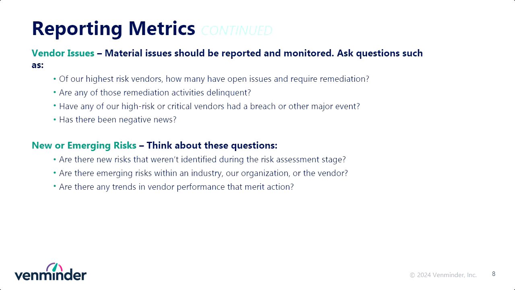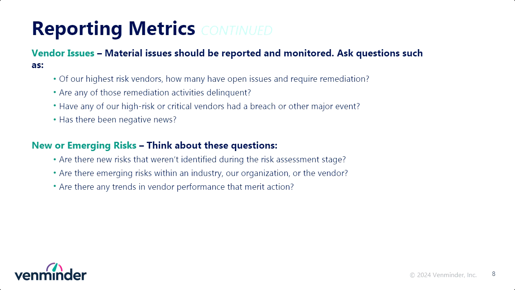Additionally, as we discussed, when you identify issues either through your risk assessments or through your due diligence on vendors, you want to report on them, both material and immaterial, but specifically those material issues should be reported on and monitored. You should be asking questions like, are there any remediation activities that we need to do, or are they delinquent or on time? Have any of our high risk or critical vendors had some sort of major event, a material adverse event, or some sort of breach that would negatively impact your operation and business continuity? Has there been any sort of negative news if you're monitoring these vendors?